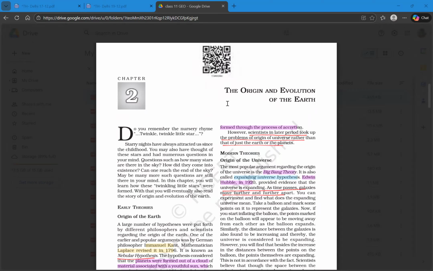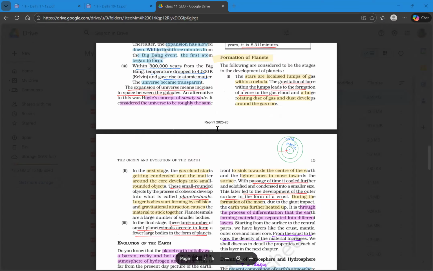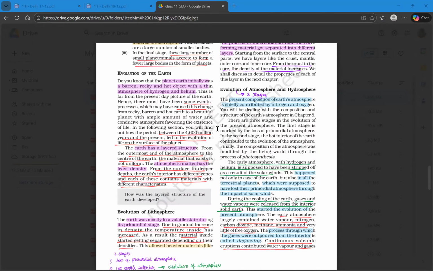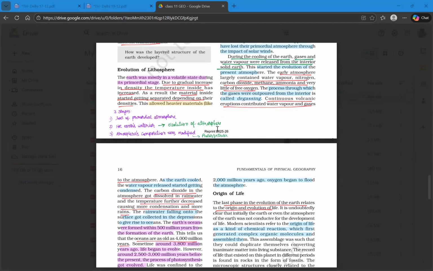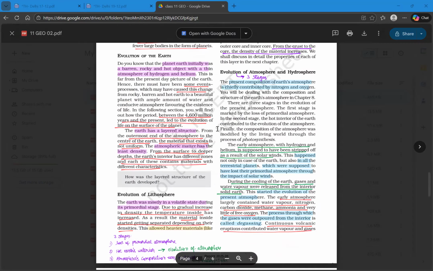So in this video, we'll study some theories related to the origin of the Earth and also the origin of the universe. And then we'll study different topics like formation of stars, formation of planets, and also evolution of the Earth, evolution of lithosphere, evolution of atmosphere and hydrosphere, and the last topic is origin of life. So let's get started.